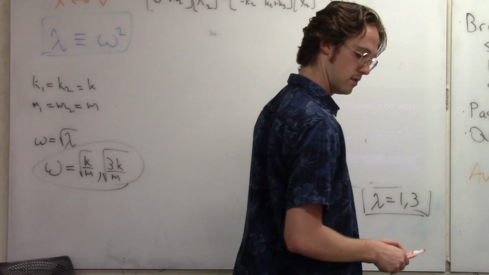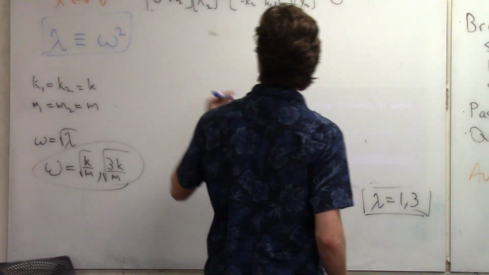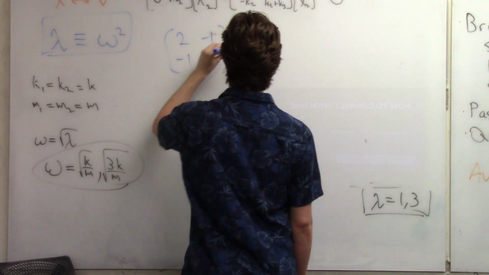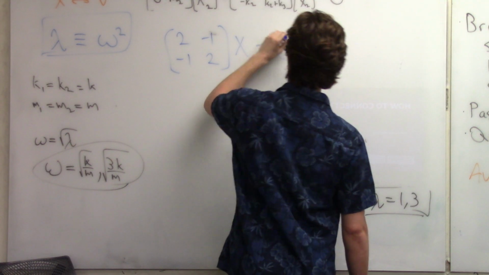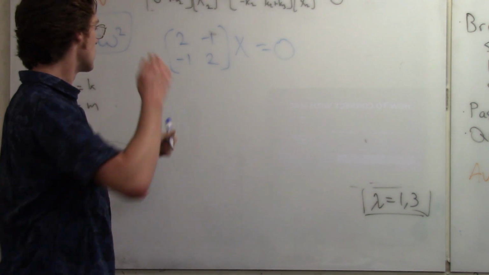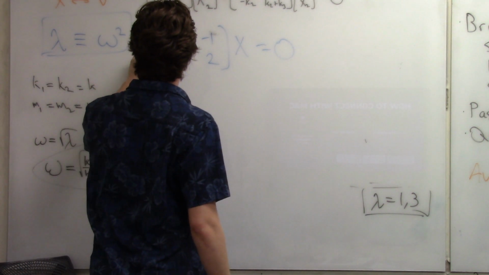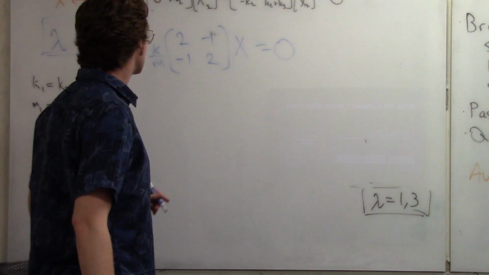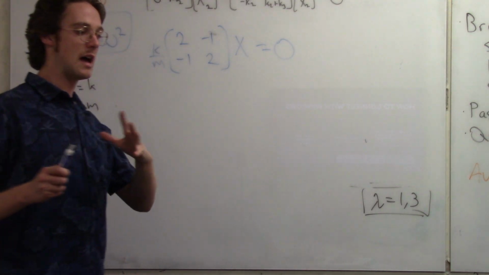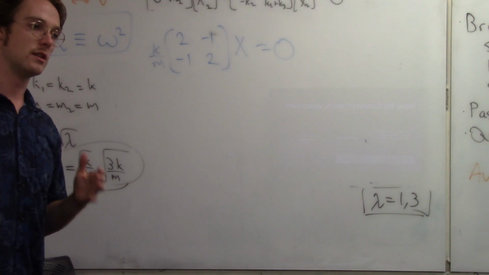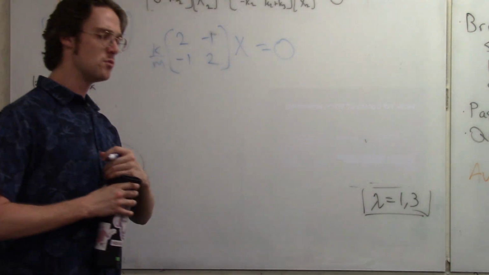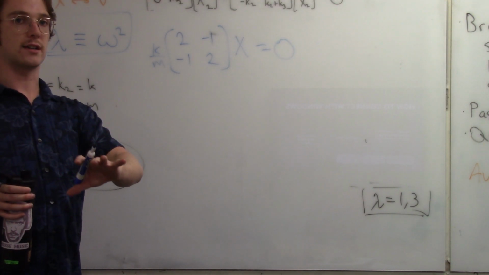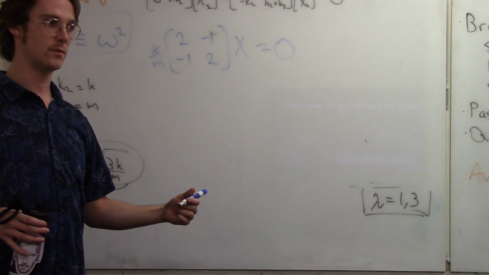So we had [2 -1; -1 2] x = 0. This is what we had to begin with, and I had factored out that k over m from before when I gave these definitions. So what we're going to do is, eigenvectors have this neat property where if you multiply each of the elements in an eigenvector by a constant value, that new vector is also an eigenvector of the system.